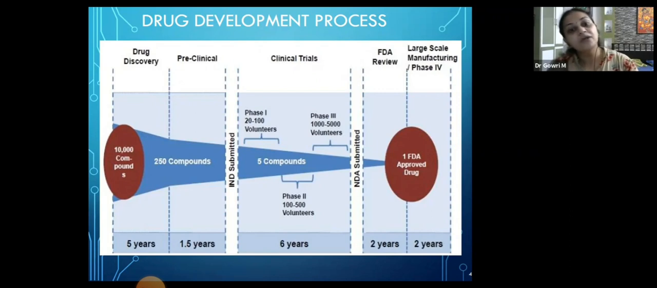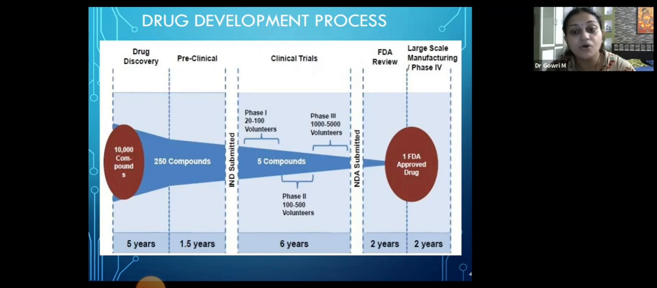So what will we do? We will again be doing the preclinical things. Then what will we do? Then we understood around 250 compounds have passed the preclinical trials also. We will then go on to the clinical trials.